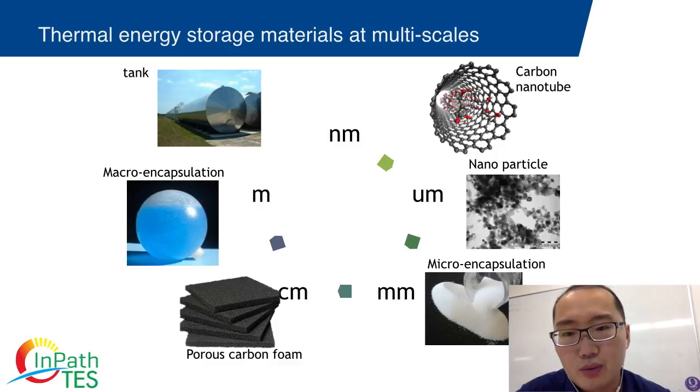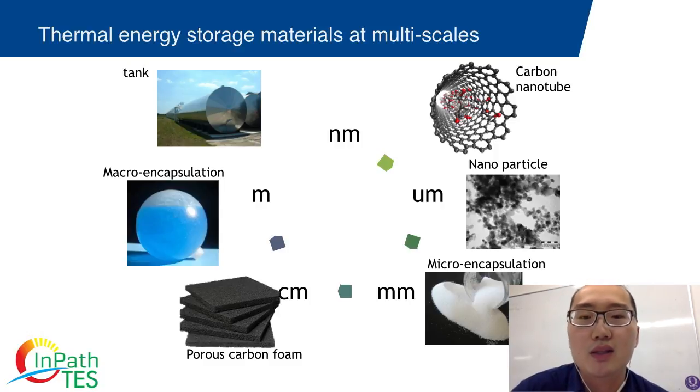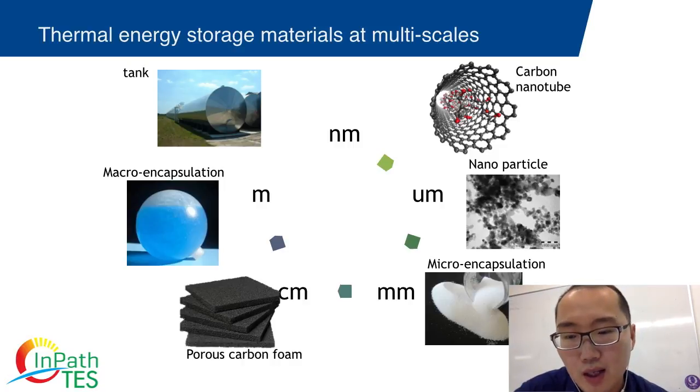At different scales, we have different angles of viewing a material. For thermal energy storage materials, as shown in this slide, we can have a heat storage tank at the meter scale, a macro-encapsulated PCM ball at centimeter scale, a carbon foam enhanced PCM at millimeter scale, a micro-encapsulated PCM at the micrometer scale, and a nanoparticle doped PCM at a nanometer scale. To study these materials, we need to model them at different scales.